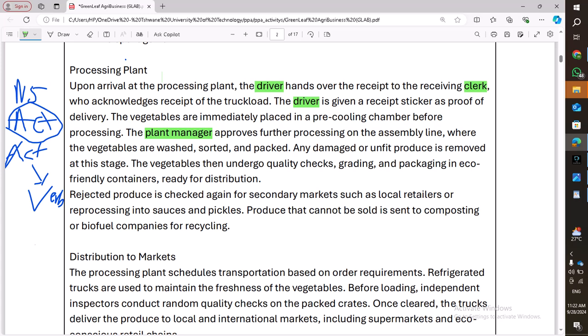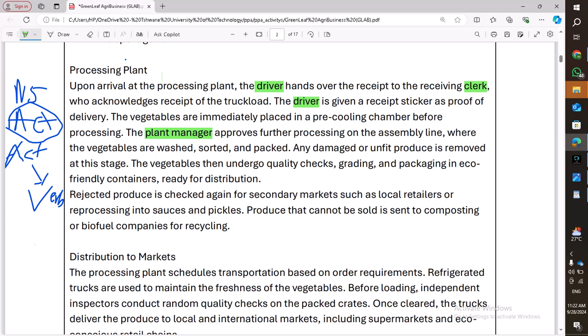further processing on the assembly line, where the vegetables are washed, sorted, and packed. Any damaged or unfit produce is removed at this stage. The vegetables then undergo a quality check, branding, and packing in eco-friendly containers, ready to distribute.